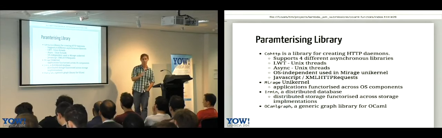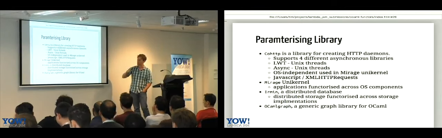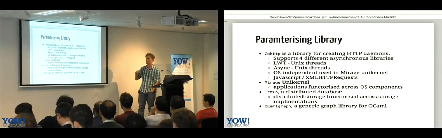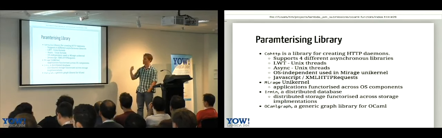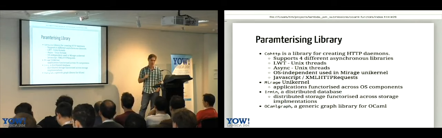You've got an OS-independent one, which is used in the Mirage unikernel. There's no OS underneath it, it's just raw C and whatever they provide in that. And you've also got an asynchronous one backed by JavaScript. So the same common code works across all of those, and when you build it, you say which one you want to use, and it parameterizes over that, which I think is really cool.